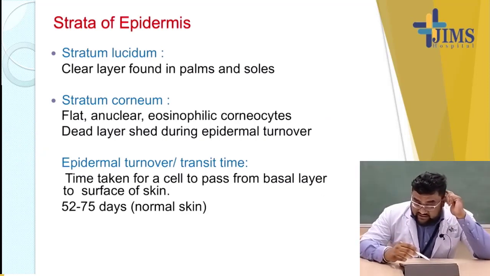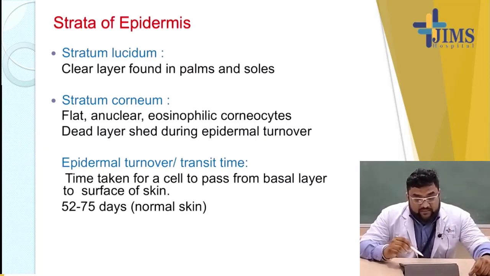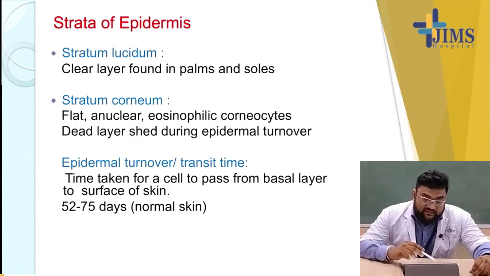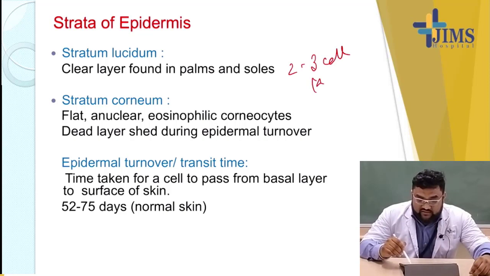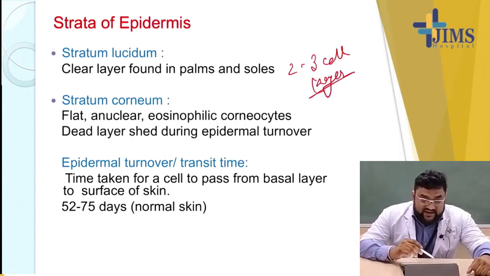Now we have the stratum lucidum, which is the clear layer found in the palms and soles, and which is 2 or 3 cell layers thick. We have the stratum corneum, which consists of flat anuclear eosinophilic corneocytes, a dead layer shed during epidermal turnover.